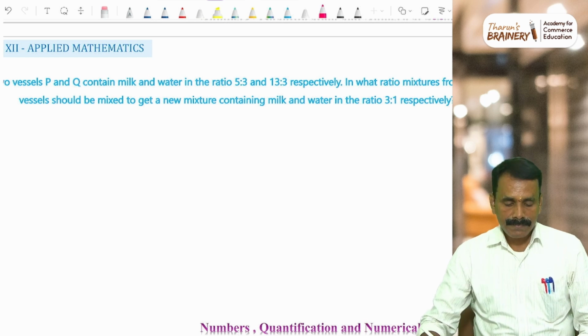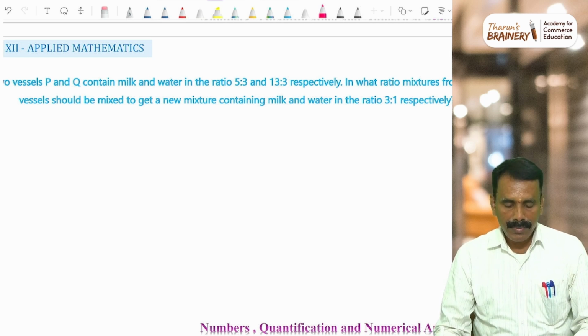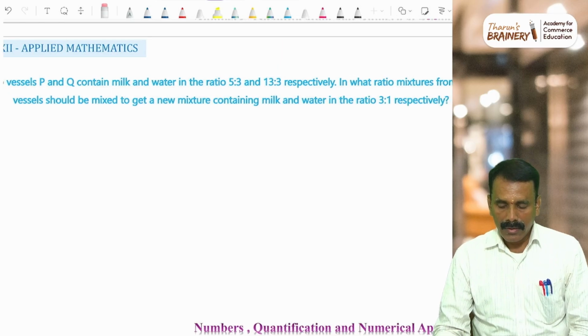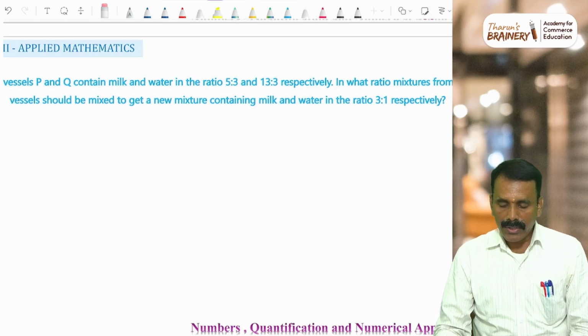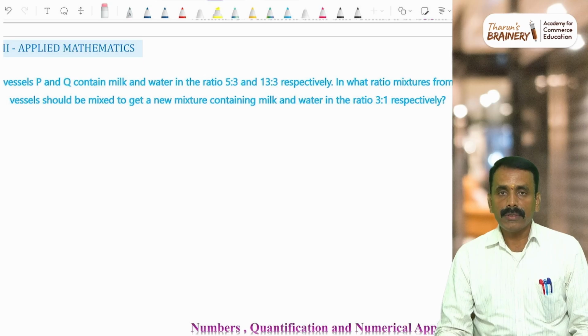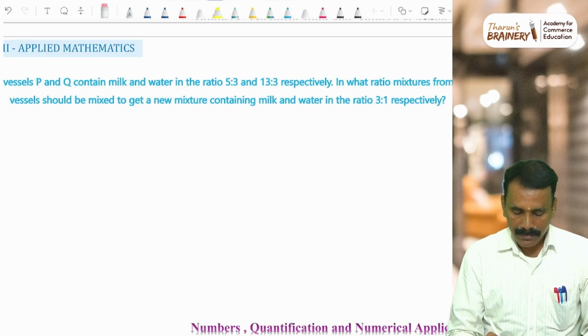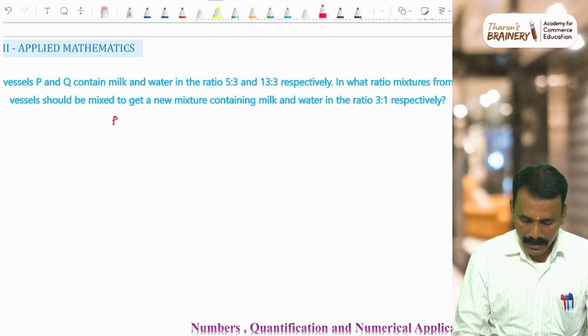Hello students, today we are going to see another problem. Two vessels P and Q contain milk and water in the ratio 5:3 and 13:3 respectively. In what ratio should mixtures from the two vessels be mixed to get a new mixture containing milk and water in the ratio 3:1? So we are having two vessels already, P and Q.